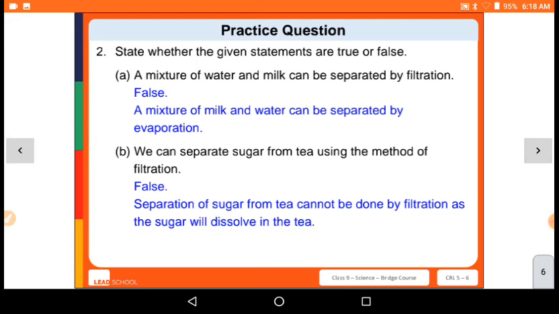water will evaporate into the air. And we can separate sugar from tea using the method of filtration. False. Separation of sugar from tea cannot be done by filtration as the sugar will dissolve in the tea.